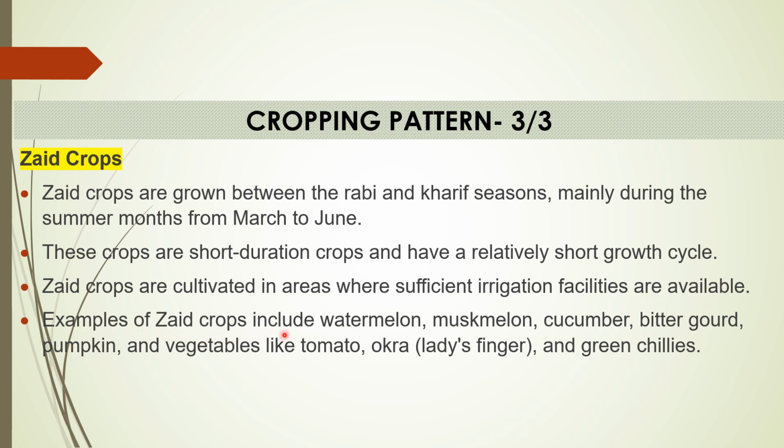Examples of Zaid crops include watermelon, muskmelon, cucumber, bitter gourd, pumpkin, and vegetables like tomato, okra, lady's finger, and chilies.